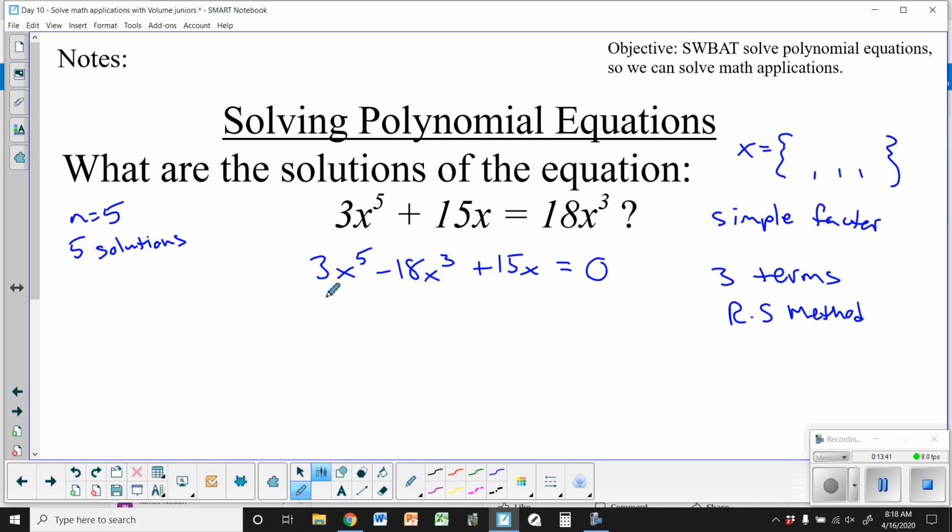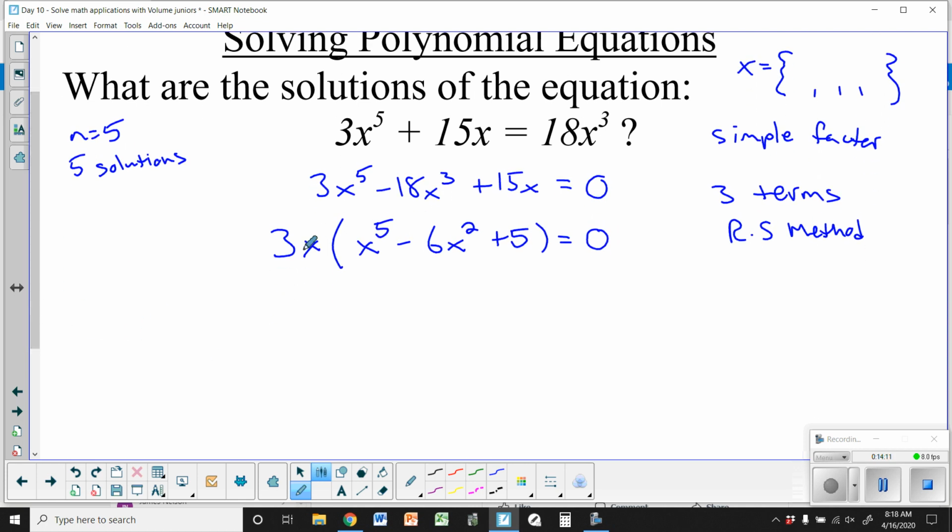So can we divide a number? Looks like, that's right, 3. So we can factor out a 3. How many x's can we factor out? Oh, it looks like we have 5, 3, and 1. So they all have at least one x. So we're going to factor out a 3x, and we're left with x to the 5th minus 6x squared plus 5. And that's going to be equal to 0.